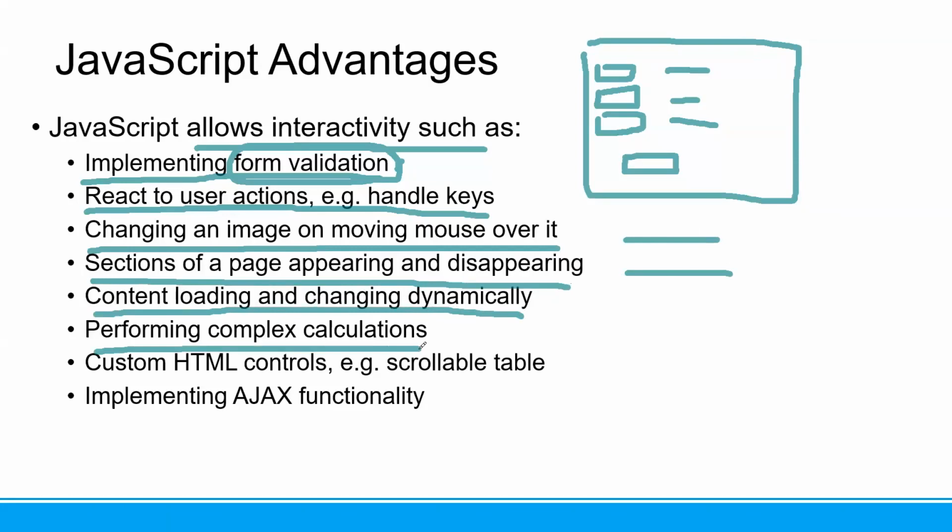Performing complex calculations. In JavaScript, there's also a library for machine learning. In that case, if you want to make your server work more efficiently, there might be a possibility to write your machine learning algorithms in JavaScript. Custom HTML controls. We can make a scrollable table, or we can resize the table, or we can make some pages for the tables. And we can implement Ajax functionality. This is asynchronous JavaScript. We will learn about this Ajax later.